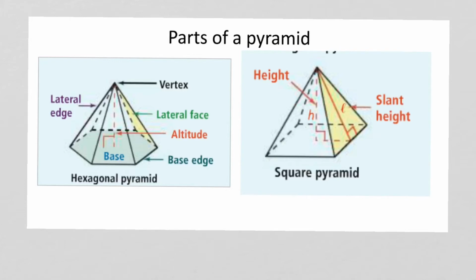There is something called a slant height, which is over here, which is labeled as L. So on each of those triangles that make the tower of the pyramid, there's a slant height. We have something called a lateral edge, a lateral face, as well as a base and a base edge.